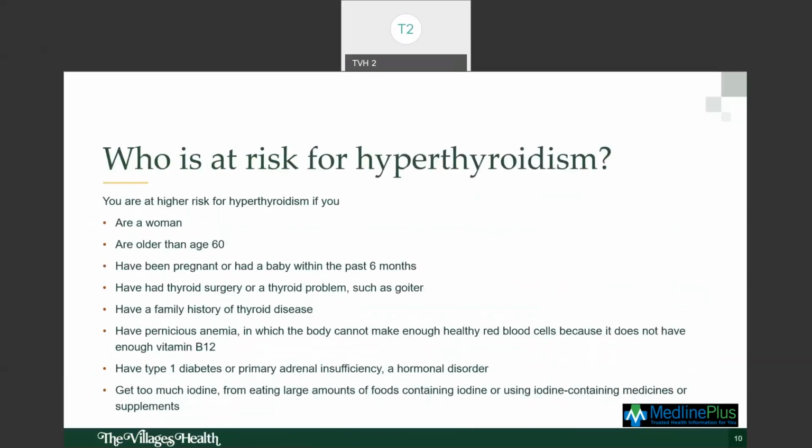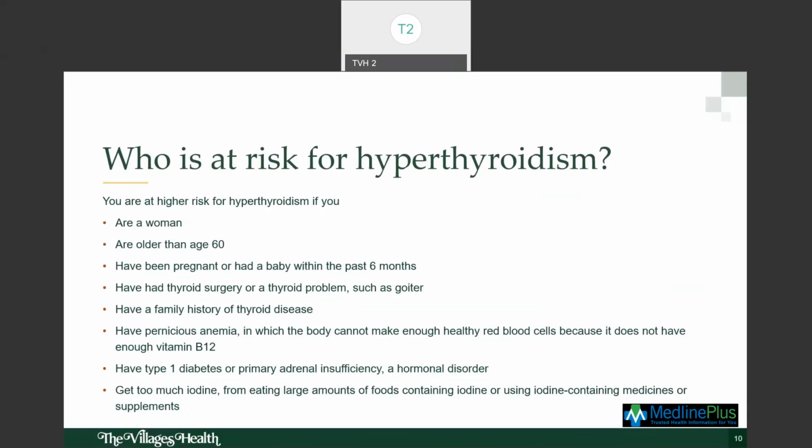There are certain people that are at a higher risk for developing hyperthyroidism. So again, women are at a higher risk for thyroid conditions. If you are older than 60, you're at a higher risk for developing this diagnosis. If you have been pregnant or had a baby within the past 6 months, your hormone levels are adjusting, so you are at a higher risk for developing hyperthyroidism. Also, if you've had any thyroid surgery or a thyroid problem like a goiter, if you've had surgery to remove nodules, things like that, you are at a higher risk for developing this as well.